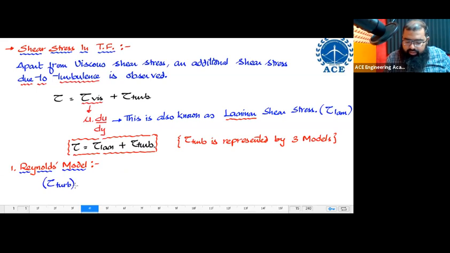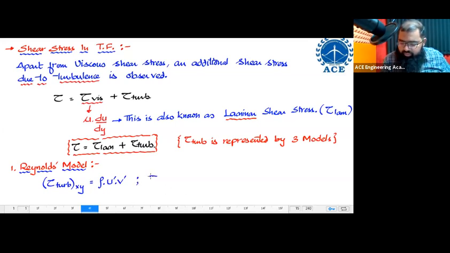about xy plane, is going to be equal to rho into u prime into v prime. Now you see over here, how simple is this particular formula? When I'm writing tau turbulent about xy, I'm going to have density multiplied to fluctuating velocity in x, fluctuating velocity in y. Just by looking at this particular formula, you can decide what the other formulas are going to be.